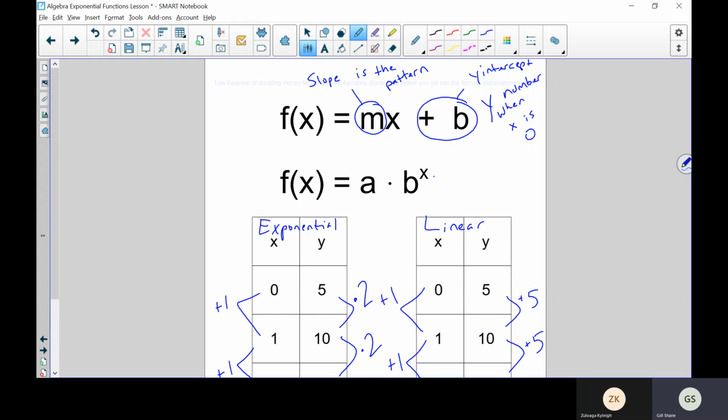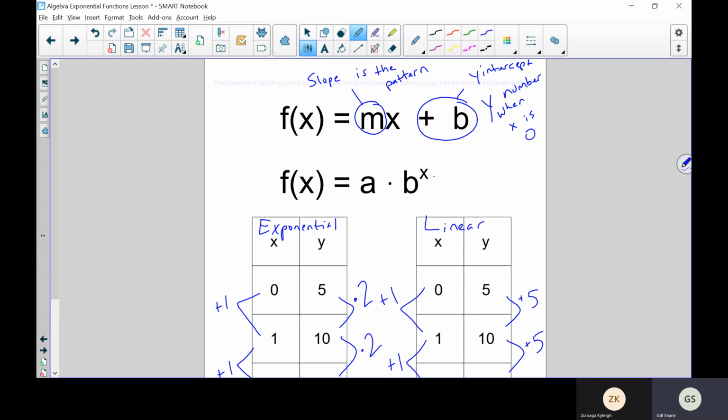If you'll notice on the sheet, if you look at your sheet real quick that you picked up, every table has an x of 0. They don't make you figure out what the y would be when x is 0. They just give it to you, which makes this actually pretty easy. So the b is the y-intercept, so that's the first thing. But it's also the y number when x is 0. So we're going to fill this out right now.